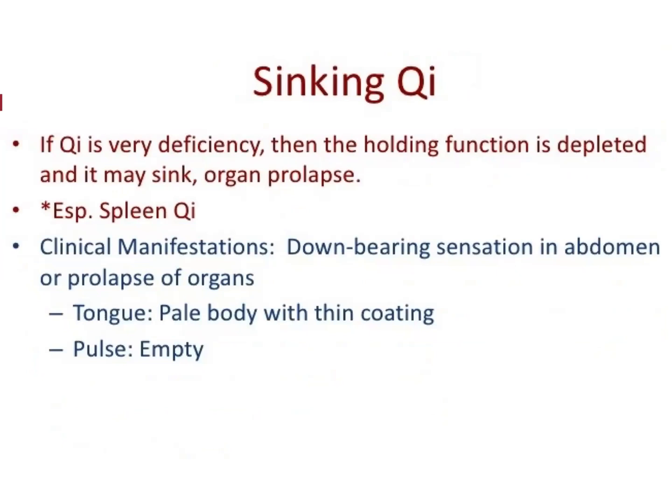Sinking qi. If qi is very deficient, then the holding function is depleted, and it may sink, causing organ prolapse, especially spleen qi. Clinical manifestations: down-bearing sensation in abdomen or prolapse of organs. Tongue has pale body with thin coating, and the pulse is empty.